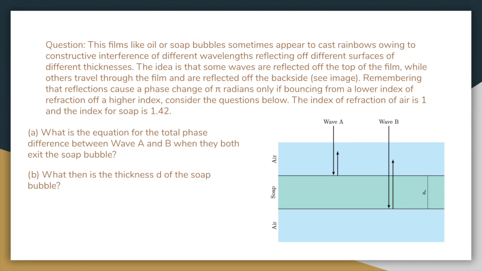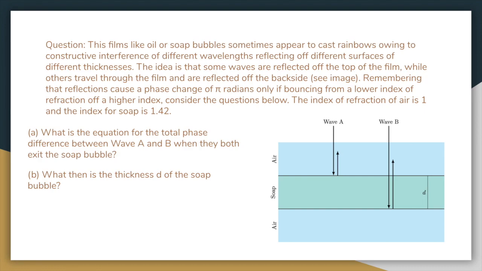Thin films like oil or soap bubbles sometimes appear to cast rainbows owing to constructive interference of different wavelengths, reflecting off different surfaces of different thickness. The idea is that some waves are reflected off the top of the film while others travel through the film and are reflected off the backside. See the image below. Remember that reflections cause a phase change of pi radians only if bouncing from a lower index of refraction off a higher index.